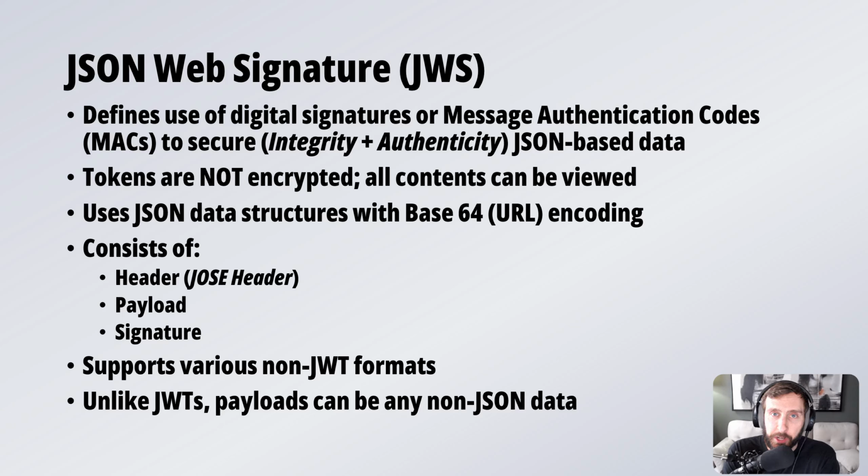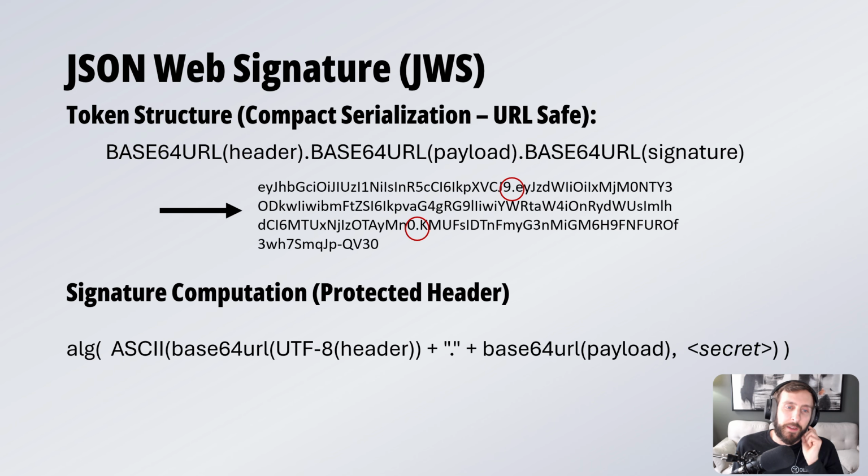a header, which is known as the Jose header, a payload, and a signature. One thing to keep in mind is that valid JWS tokens are not necessarily JWTs. And one really important aspect of JWS tokens to keep in mind is that they can support payloads, which is the middle component of those tokens, without those payloads having to be JSON. It can be effectively arbitrary data.